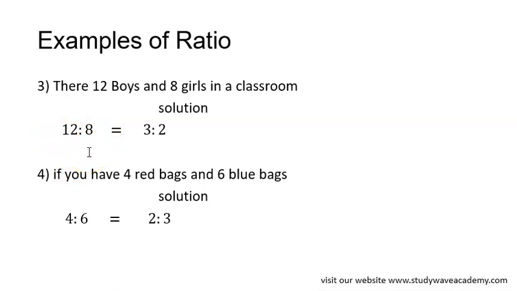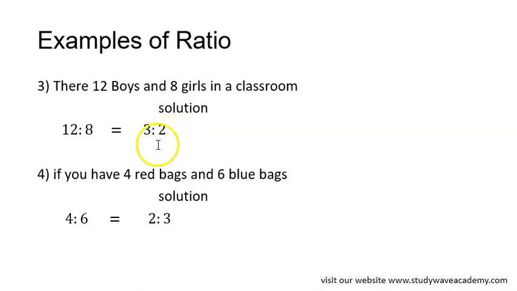So let's say 4 divides 12, would there be a remainder? No. And 4 divides 8, would there be a remainder? No. So we use 4. 4 divided by 12 is 3, and 4 divided by 8 is 2. So we have 3:2. So the simplest form of 12:8 is equal to 3:2. Did we get that?